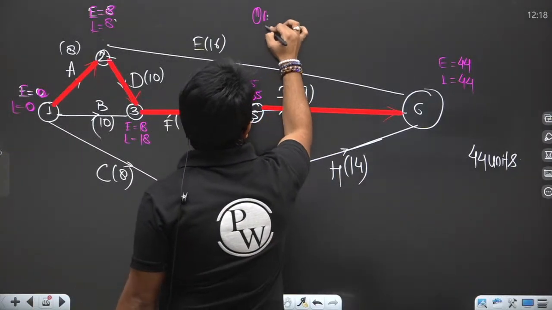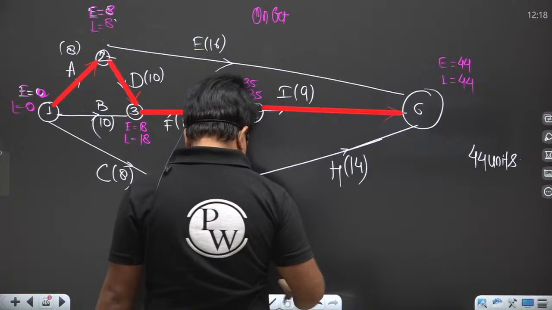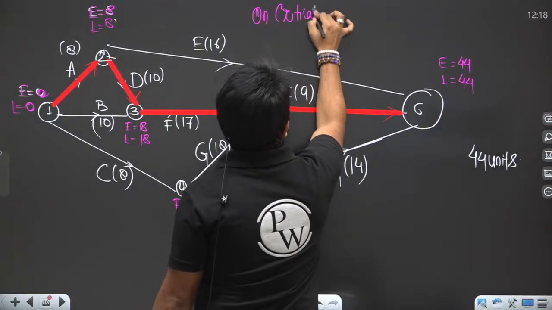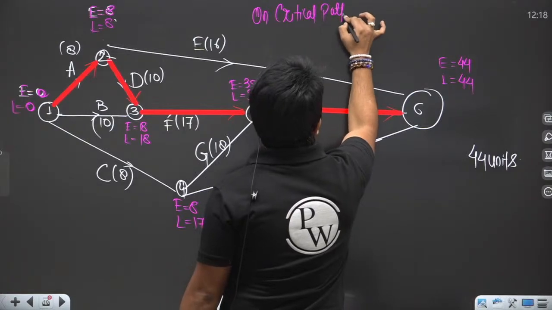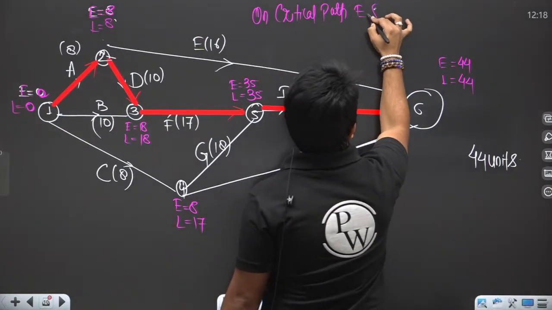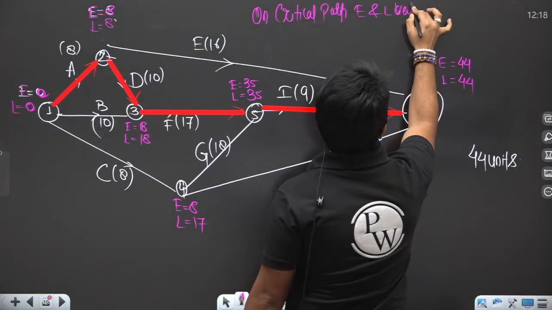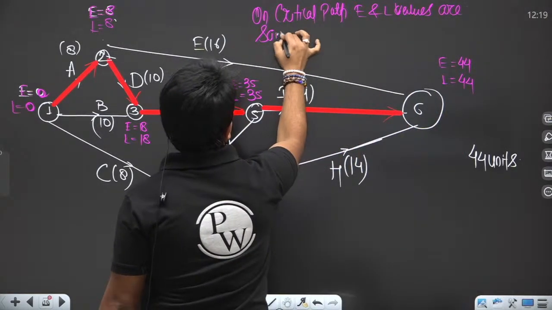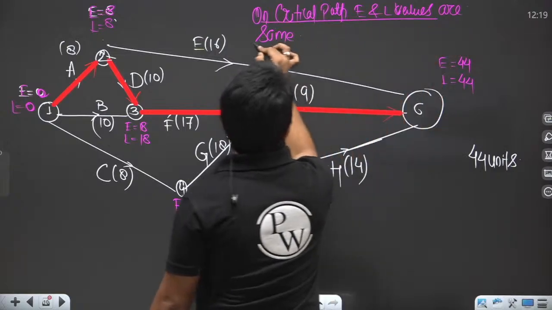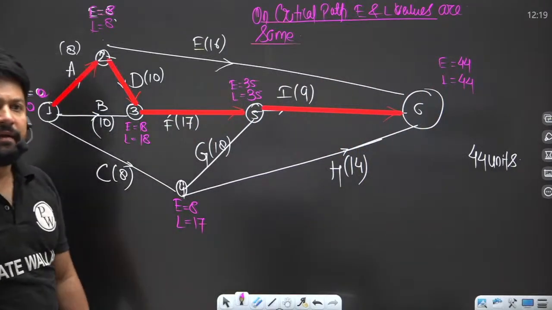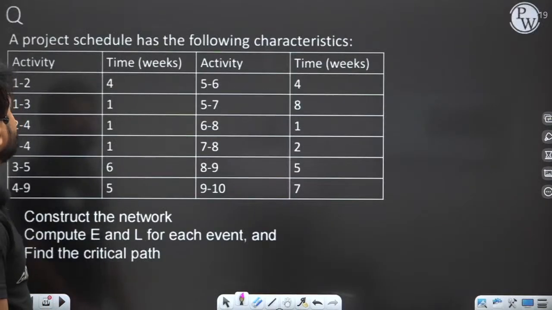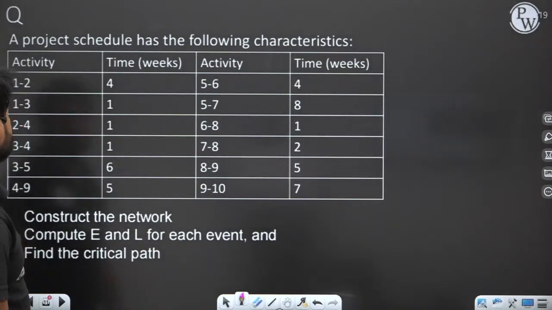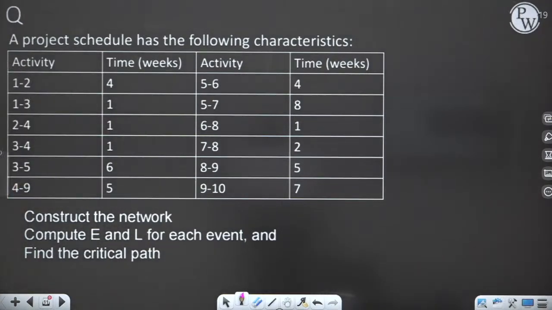On the critical path, E and L values are the same, right? Now let's move to the next question. Solve this question, please.